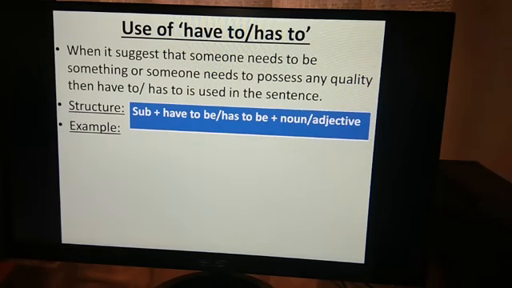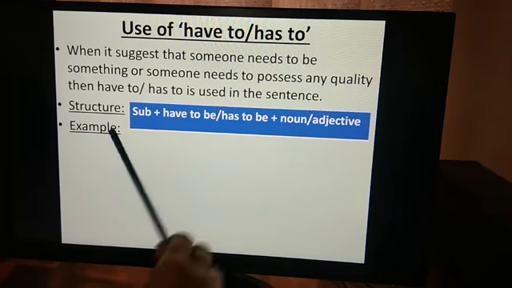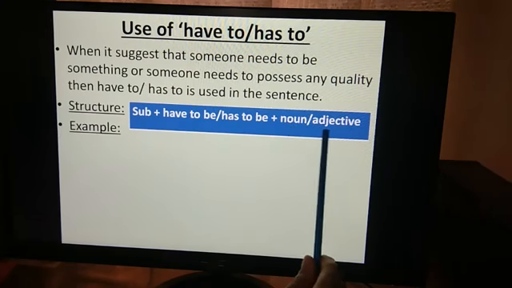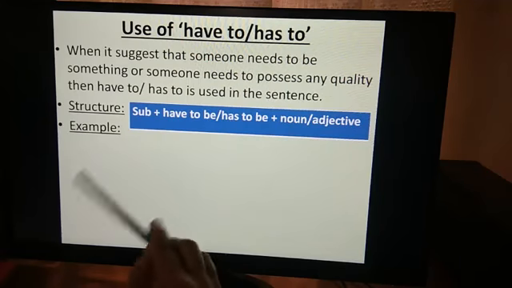Another structure is followed in this phrase. When it suggests that someone needs to be something, want to be something, or someone needs to possess any quality, or they want to capture any quality, then have to or has to is used in this sentence. To understand, to having any quality, to being something, have to or has to can be used. Okay, subject plus have to be, has to be plus noun slash adjective. Noun or adjective can be used here. Example comes like this.